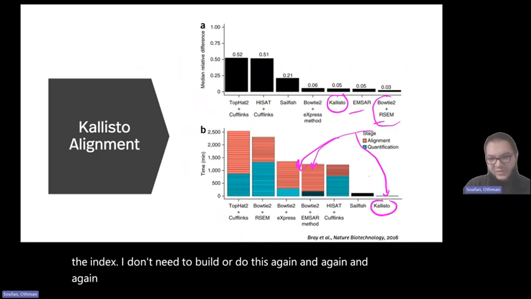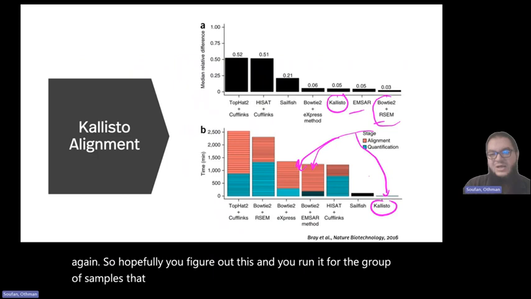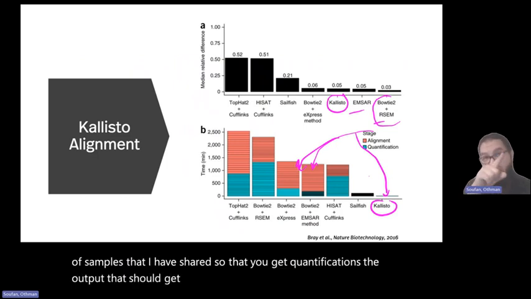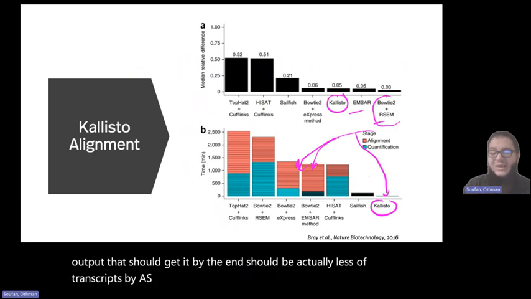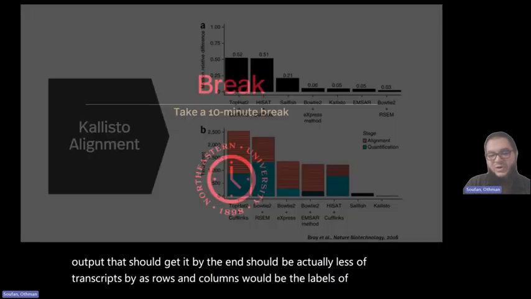So hopefully you figure this out and you run it for the group of samples that I've shared so that you get quantifications. The output that you should get by the end should be a list of transcripts as rows, and columns would be the labels of the experiments.